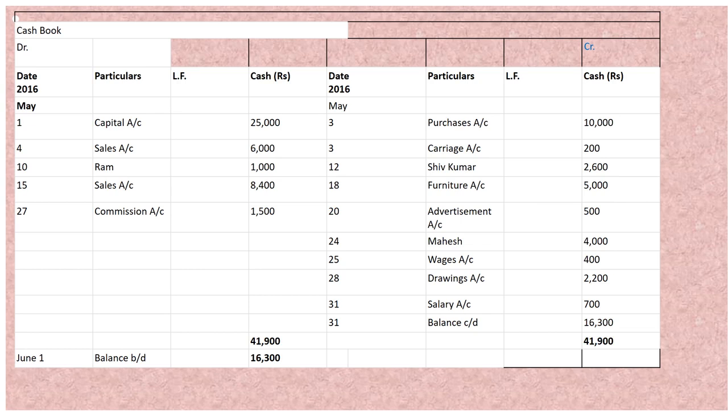See beta, we do total it up and we prepare this format in this way only. I didn't write "to" and "by", but you will have to write. You will have to prepare the voucher number column as well. Fine. With ledger folio. Understood? Now let's start the next question.